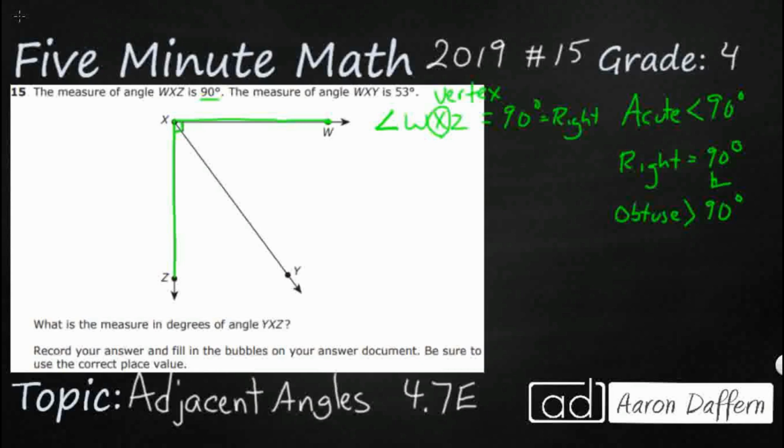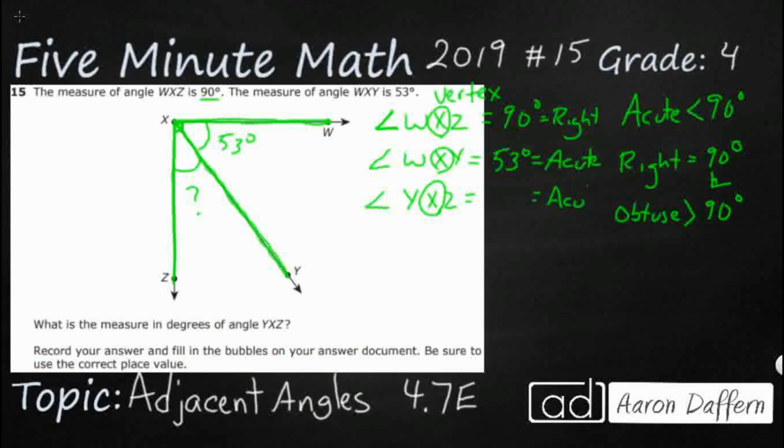We also know that the measure of angle WXY, so we've got some more letters here. X is still my vertex, but we're going to go from W over to X, and now we're going to come down to Y. That central letter is still my vertex, but we're looking at this little guy right here, and this equals 53 degrees. It makes sense that this 53 degrees is less than 90, so it is an acute angle. And what we're looking for is the measure in degrees of angle YXZ. Once again, X is our vertex here, but we're looking at Y, X, and then down here to Z. This is what we're looking for, question mark. That's the angle we need. We also know that it's going to be an acute angle because it is definitely less than a right angle.